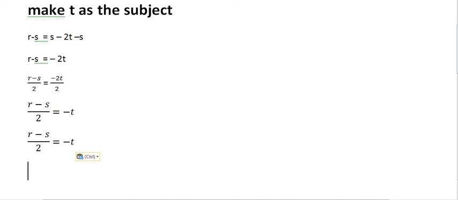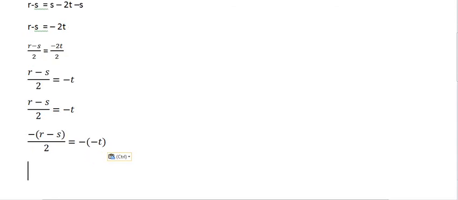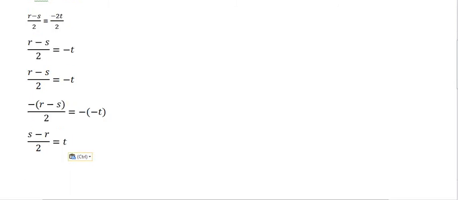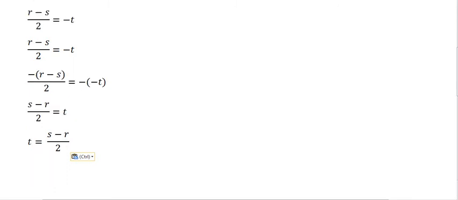Now the third thing, when we make t the subject, we have to make it positive. So we multiply the right hand side by negative. Because we multiply the right hand side by negative, obviously we have to do the same to the left hand side also. So when you multiply, the sign changes, you get negative r, positive s, which can be written as s minus r is equal to t, and hence t becomes the subject, and you get t is equal to s minus r upon 2.